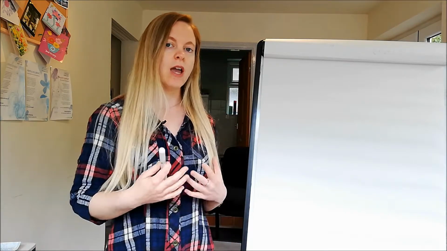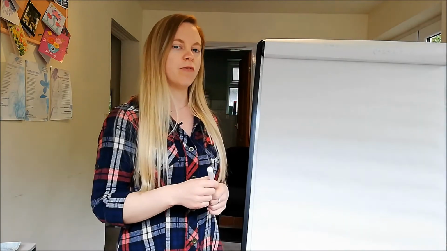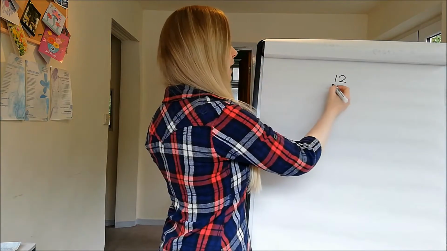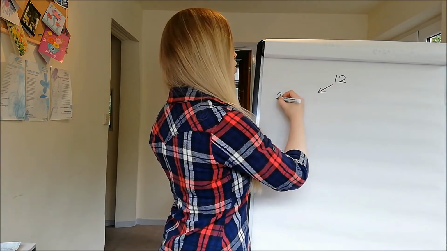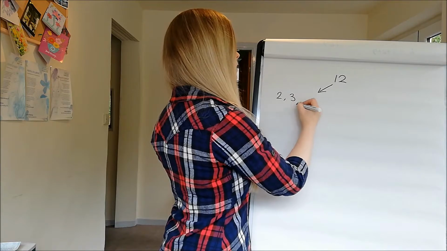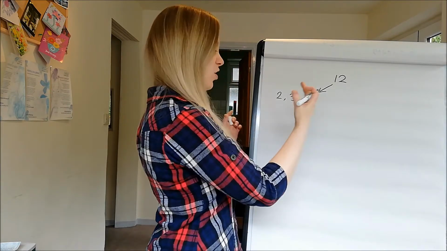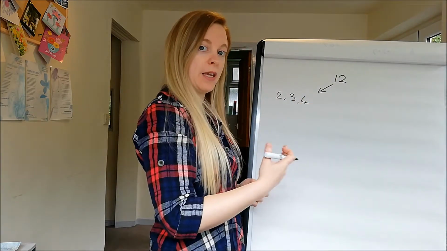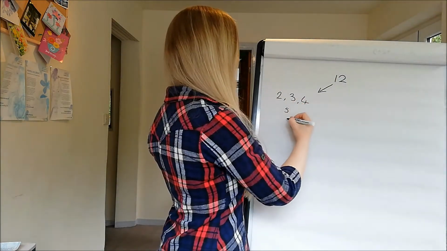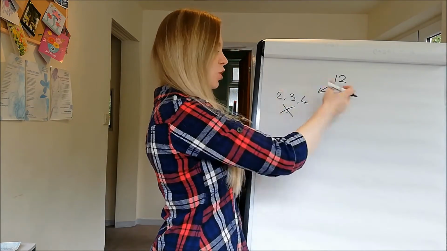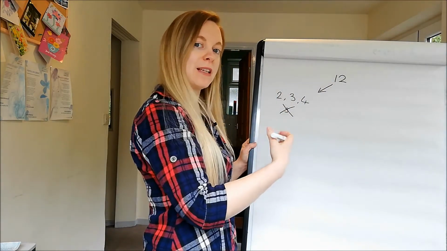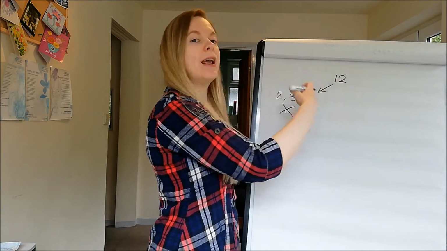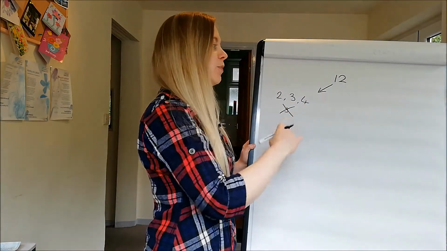So a factor is a number that divides into another number. So if we consider the number 12, a factor of 12 would be 2, or 3, or 4, or 6, because those numbers all divide exactly into 12. 5 is not a factor of 12 because 12 doesn't divide by 5 an exact amount of times, but anything that fits into another number an exact number of times is a factor of that number.